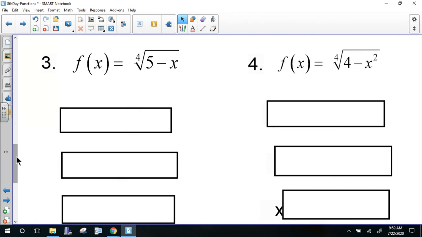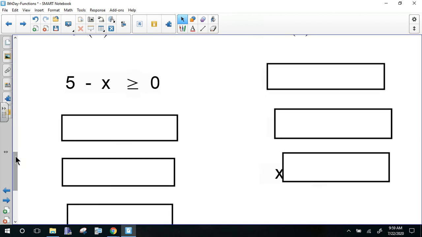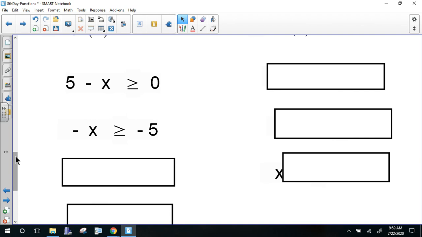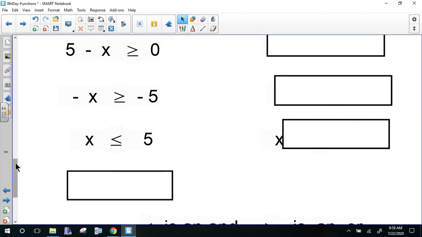Example 3, I see an even root. That means on the inside, I want to set it greater than or equal to 0. So 5 minus x greater than or equal to 0, and I want to solve for it. If I subtract 5, I get negative x greater than or equal to negative 5. Divide by negative 1. Well, what happens when you divide by negative 1? It's going to change the direction of that sign, and I'm going to have x is less than or equal to 5.